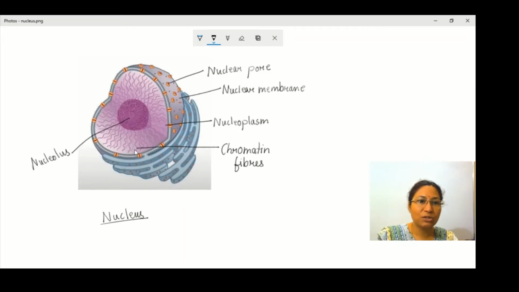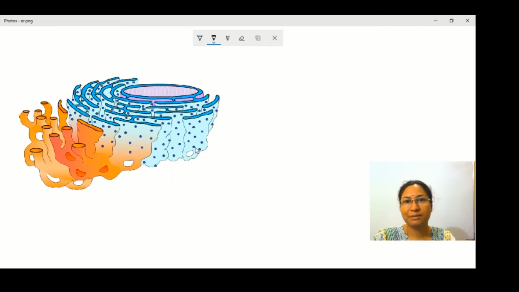And around this nucleus, starting from the nuclear membrane itself, we find the extension of the endoplasmic reticulum. Actually, the endoplasmic reticulum is formed just by blobbing out of the membrane of the nuclear membrane itself. So let us discuss the next organelle, the endoplasmic reticulum.